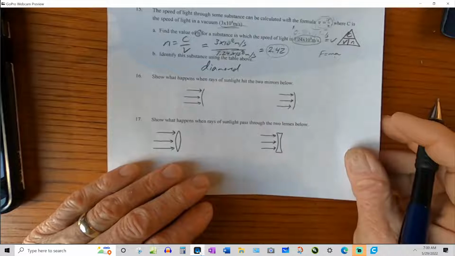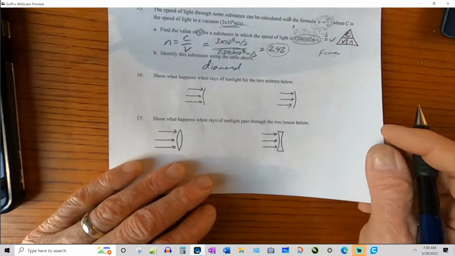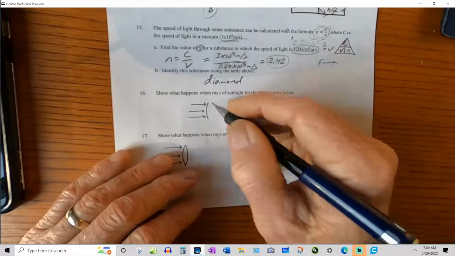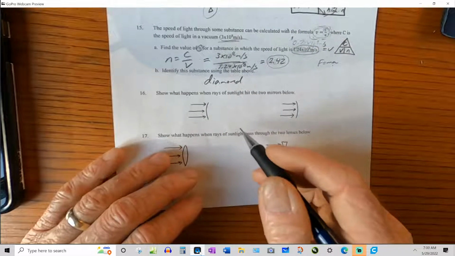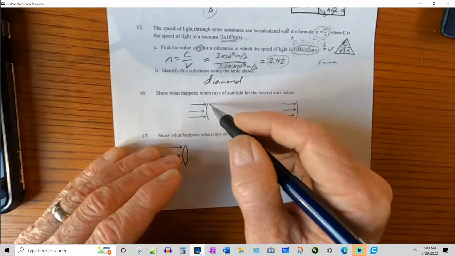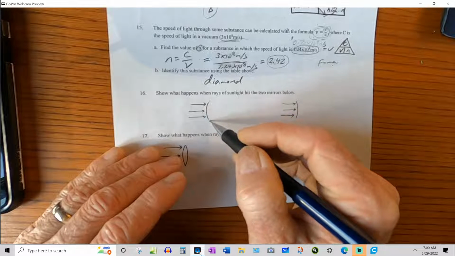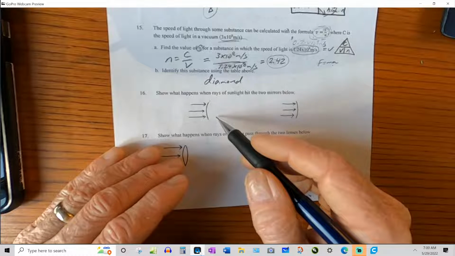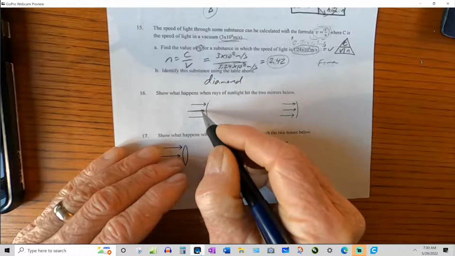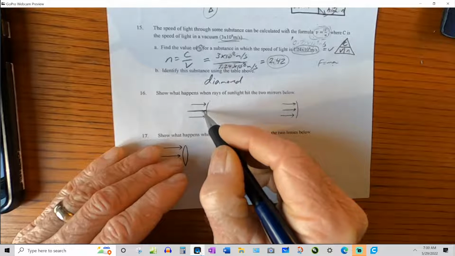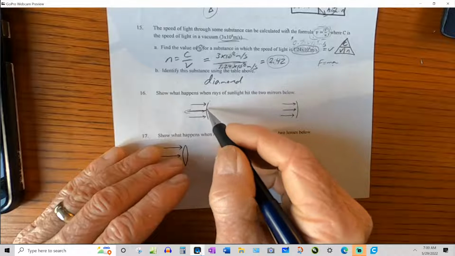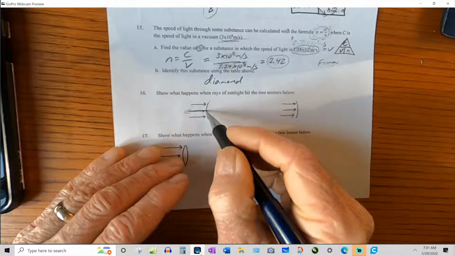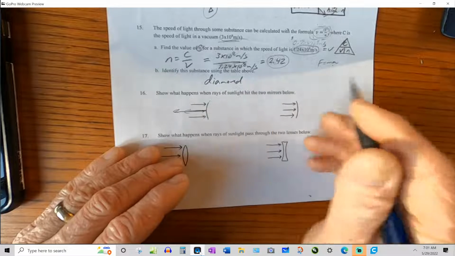Almost done with this section. Show what happens when rays of sunlight hit the 2 mirrors below. So I'm just going to use the law of reflection, but I don't know. This is a convex mirror and this is a concave mirror, and you shouldn't really have to use the law of reflection to figure this out. We've done this before. So this is just going to hit this surface and bounce straight back, because if you drew the normal here, there'd be no angle of incidence. So there's no angle of reflection. So it's going to come straight back.